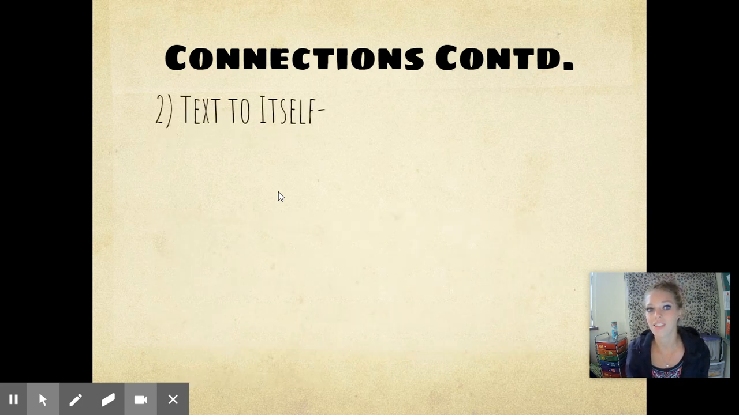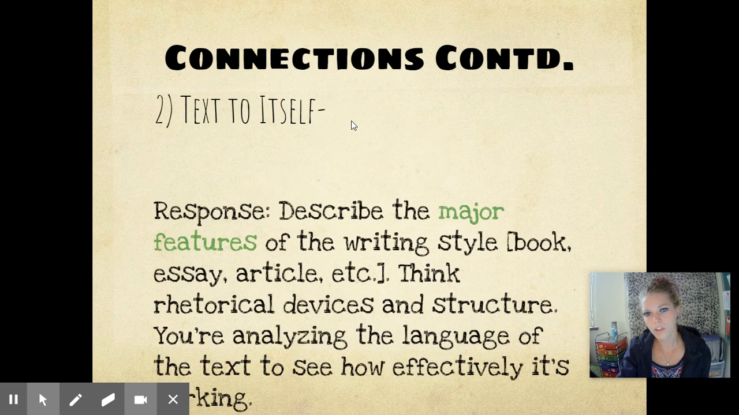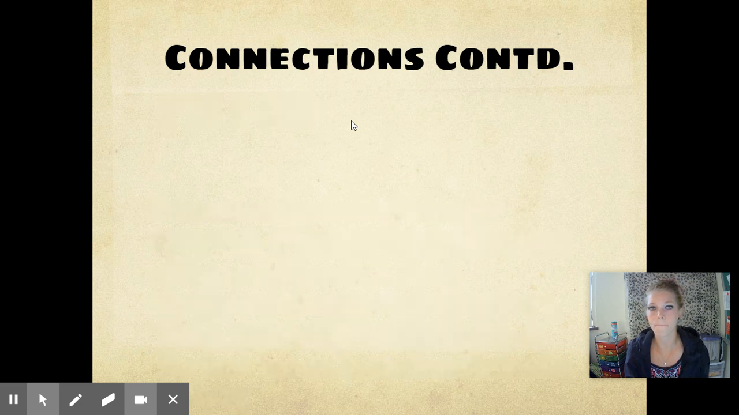Another type is text to itself. And what this means is you're going to describe the major features of the writing style. So think about like how to analyze the text, like the text structure and what it is trying to tell you about that certain text. So like compare and contrast, description, things like that. What is the purpose of that?